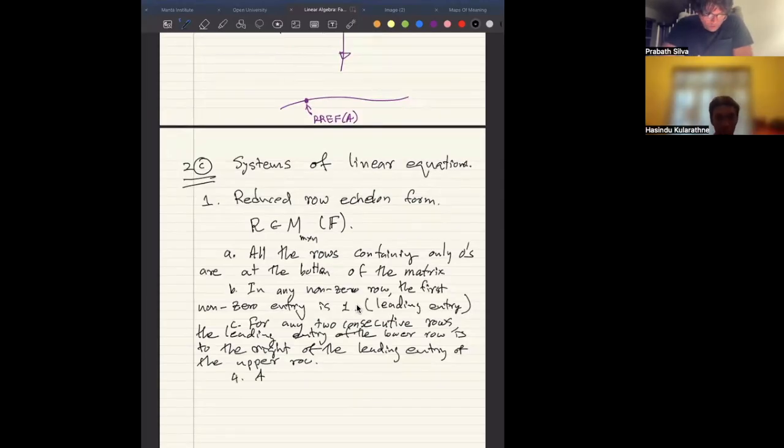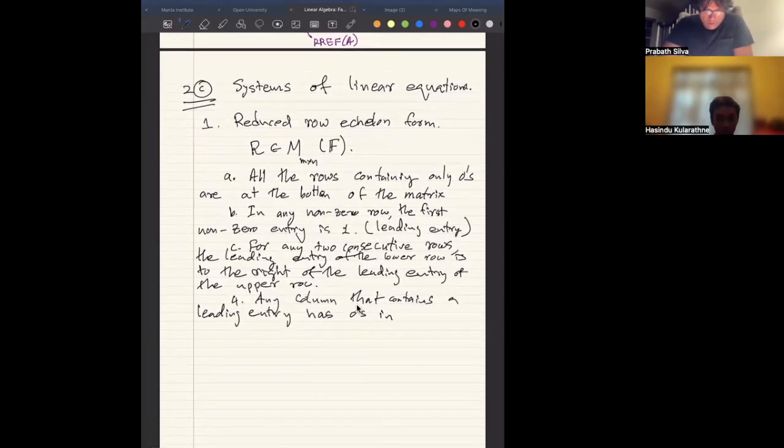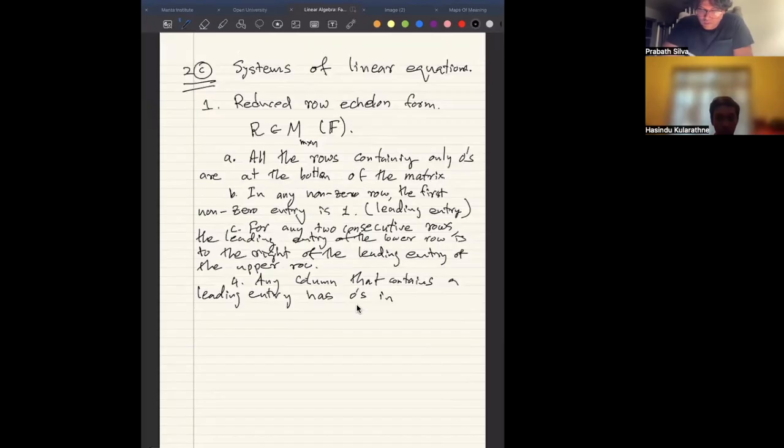Any column that contains a leading entry has zeros in all other positions.